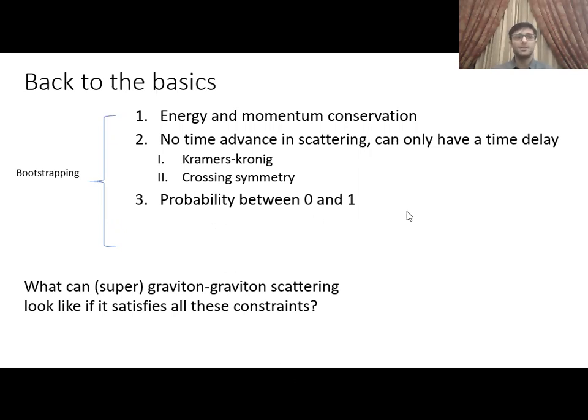And finally, the probability of the interaction happening is between 0 and 1. So we know that the function which describes the interaction has values between 0 and 1. Using all these constraints, we ask the question, what can super graviton-graviton scattering look like if it satisfied all these constraints? Notice that I use the word super here because gravitons can be polarized in different ways, and if you use supergravitons, you can basically treat them as a scalar by using symmetry conditions. This is obviously not what happens in real life, but it simplifies a lot of our constraints and the number of constraints we use.